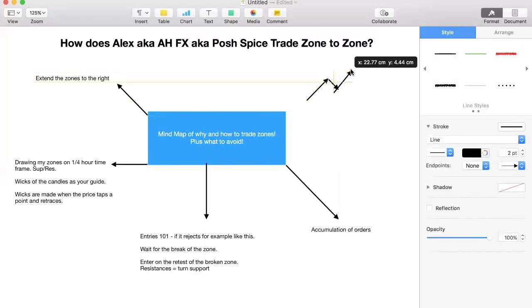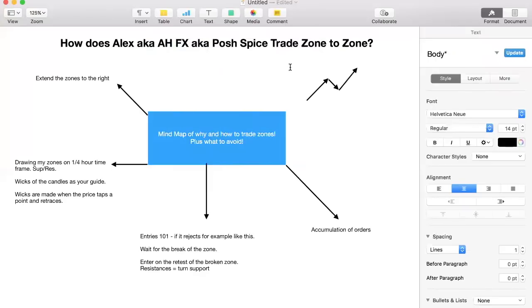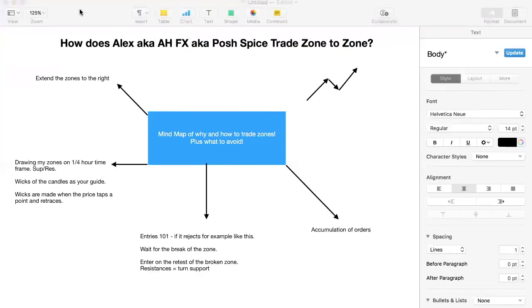So essentially, if you miss the initial breakout of the zone, don't worry, it's going to come back and retest. If it doesn't, no harm done, because you want to make sure that you're taking the best and most high probability setups that there are. And so zone to zone could be like this, for example.